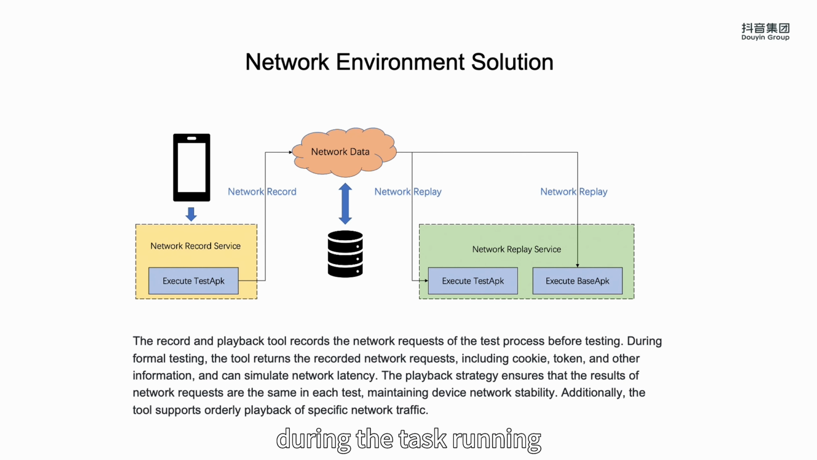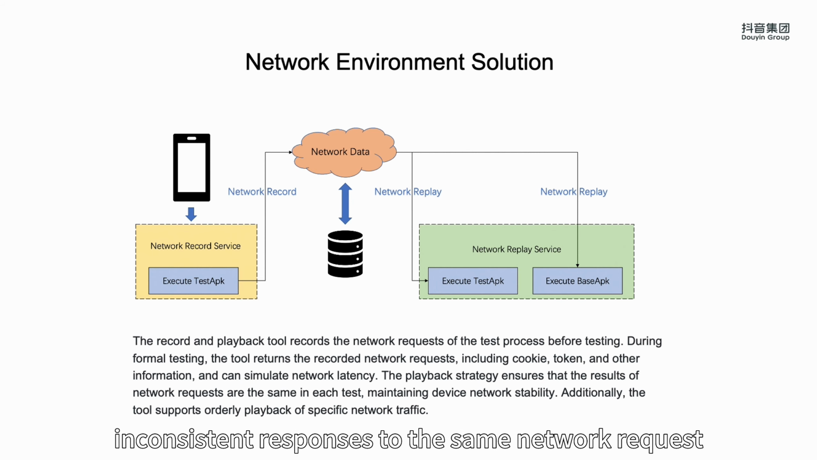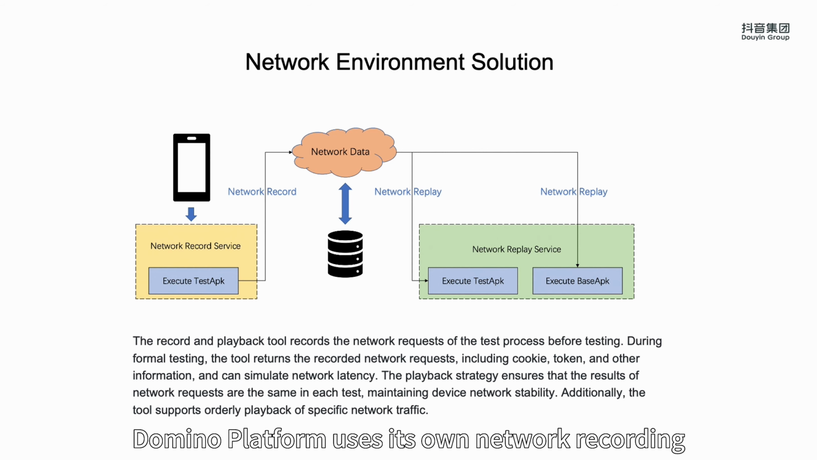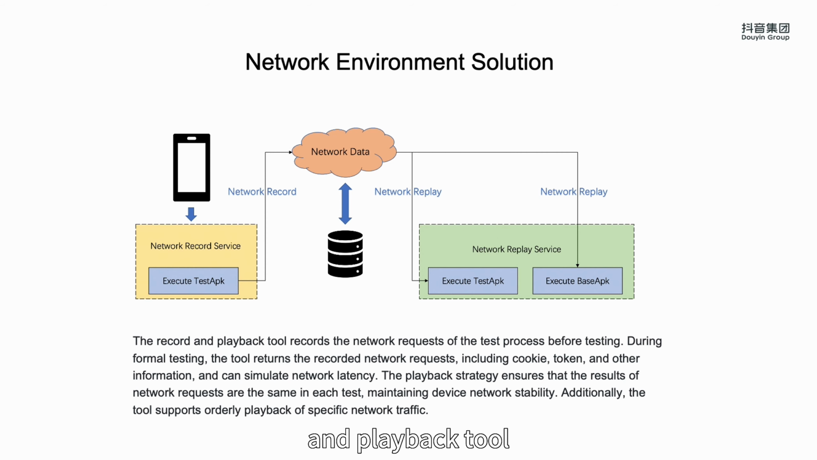During the task running, it is necessary to control the network variable stability. If the network variable is unstable, it is possible to cause inconsistent responses to the same network request in multiple runs, which will greatly reduce accuracy. The Domino platform uses its own network recording and playback tool.